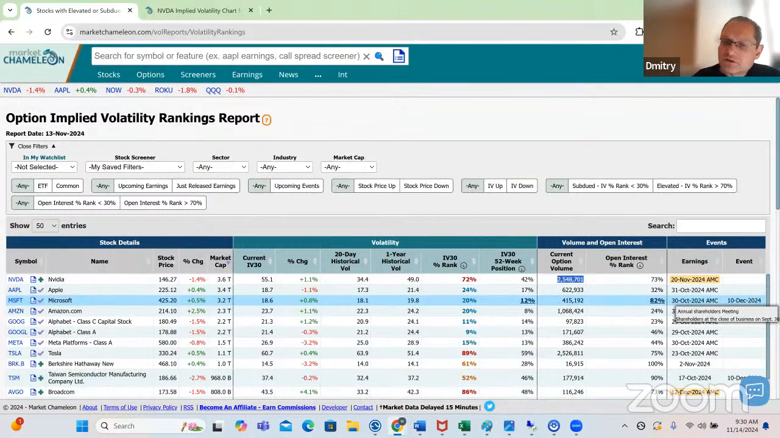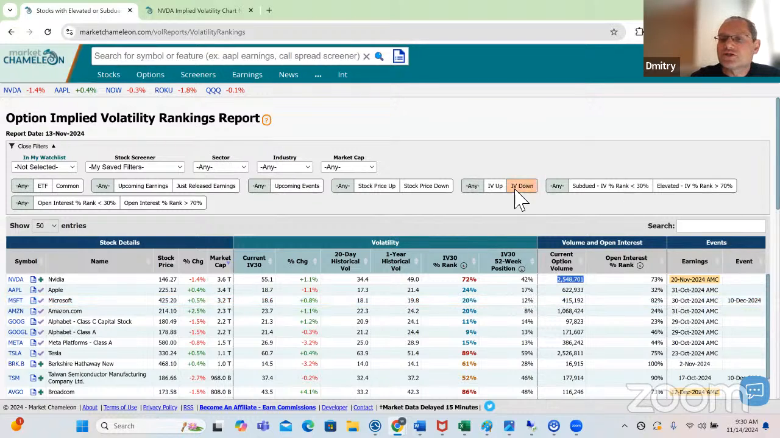So I'm going to wrap it up there. We went over all the data points. Tomorrow, we'll use some of these filters to narrow down this group of stocks.